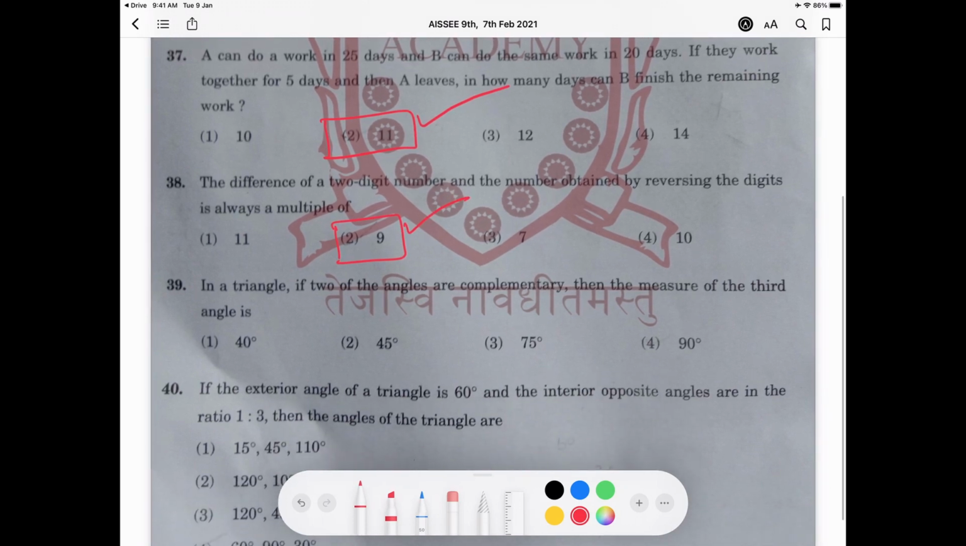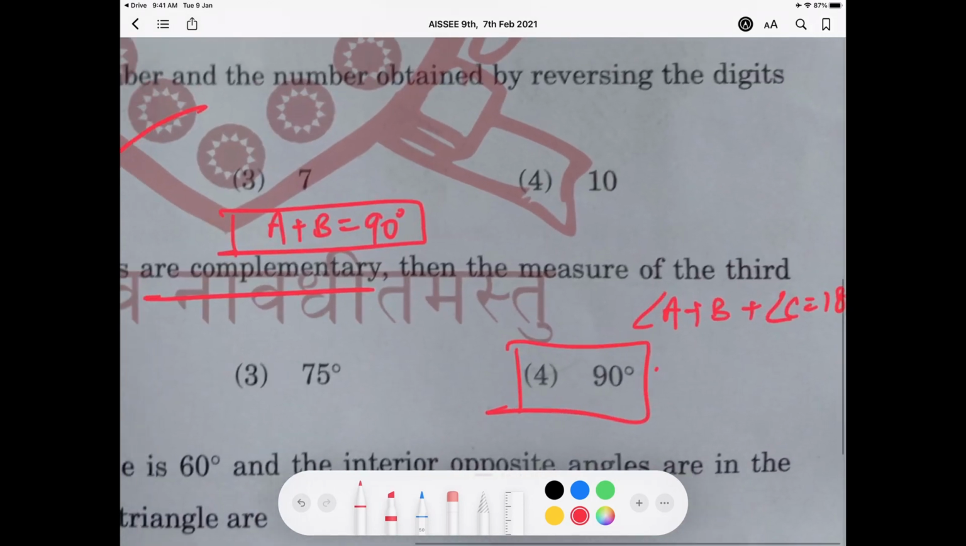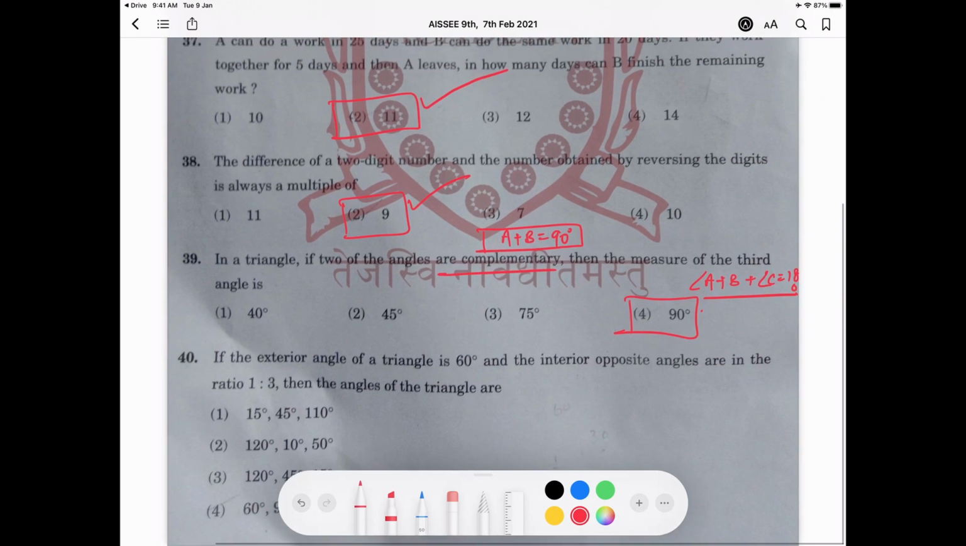In question number 39, in a triangle, if two of the angles are complementary, okay, so A plus B is equal to 90 degree, then the measure of the third angle is, so in this question the answer is 90 degree. If the sum of 2 is 90, then A plus B plus C you would write as 180, and after putting in the values you will obtain the remaining angle as 90 degree.